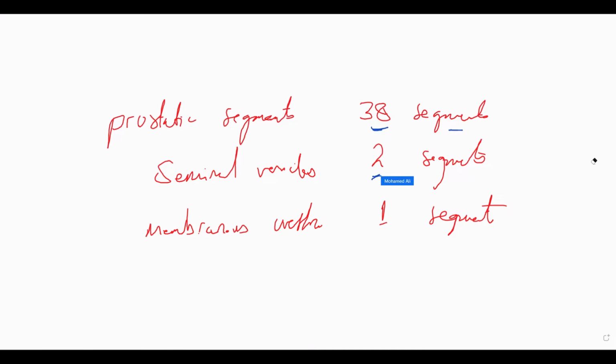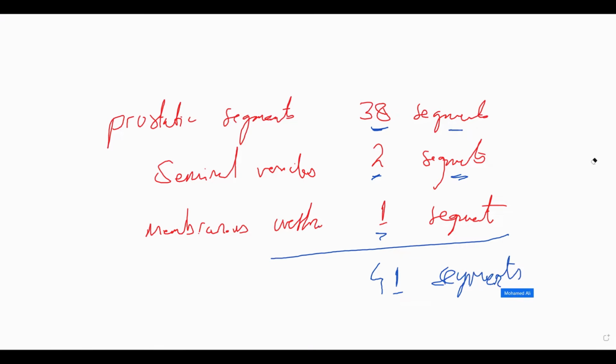We will add 2 segments for the seminal vesicle, one on the right side and one on the left side, and we will add also 1 segment for the membranous urethra. So in total, we have 41 segments. And this is the most updated segmentation form for the prostate. We are using 41 segments in the Pi-RADS version 2.1.